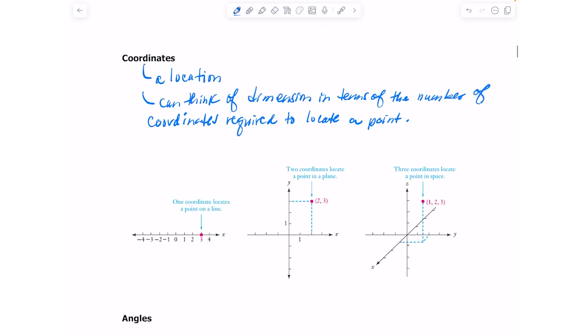So here we have a coordinate, right? One coordinate locates a point on a line. Here you have two coordinates. You've got 2, 3, and they locate a point on a plane because you need an X and a Y. And then here, 3 coordinates. We call this an ordered triple. That's an ordered pair. 3 coordinates locate a point in space. So this is the X, Y, Z plane where you're able to draw 3-dimensional figures.